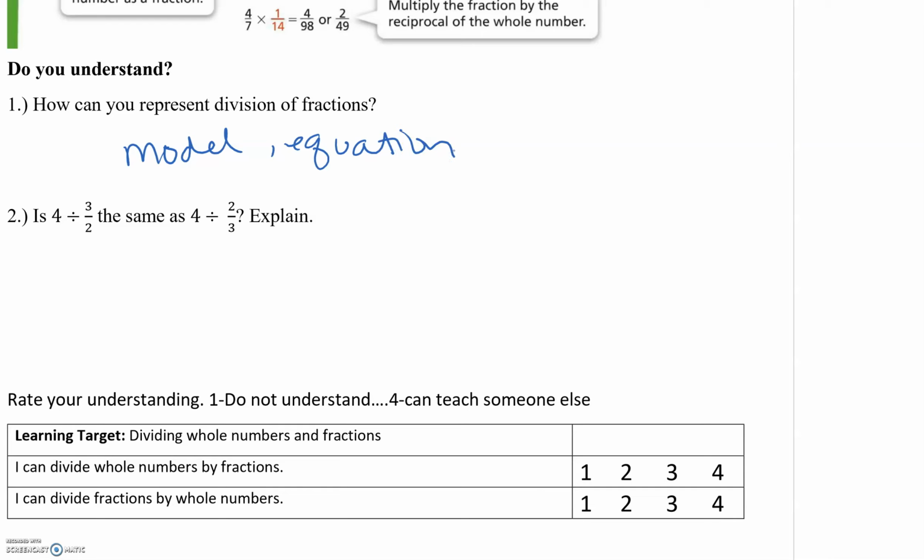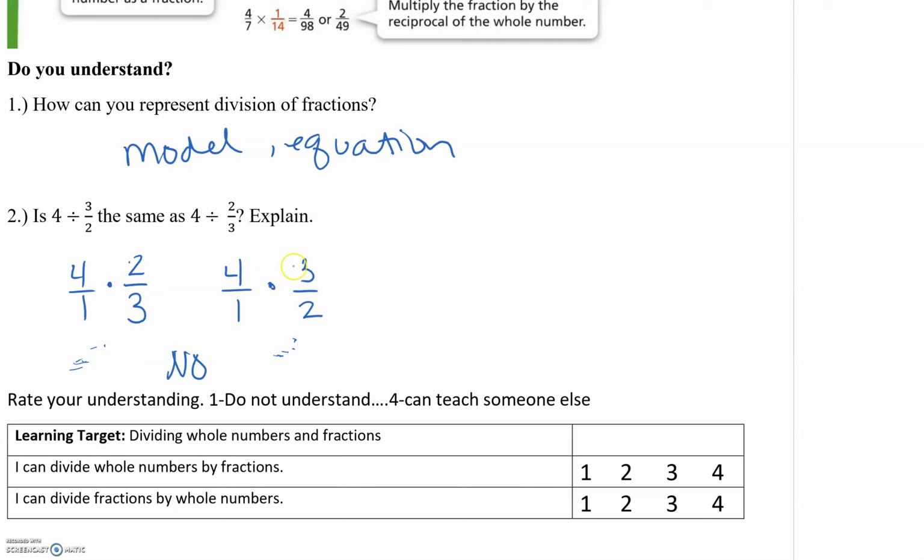Example, our number 2 here said, is 4 divided by 3/2 the same as 4 divided by 2/3? So one quick way you could do that is just kind of do the math here. If I am dividing, remember I have to flip it, set them up, and just kind of look. Are they the same problem here? So no, they're not the same problem. Okay, we're going to have a different answer for each one of those if I were to complete the problem.